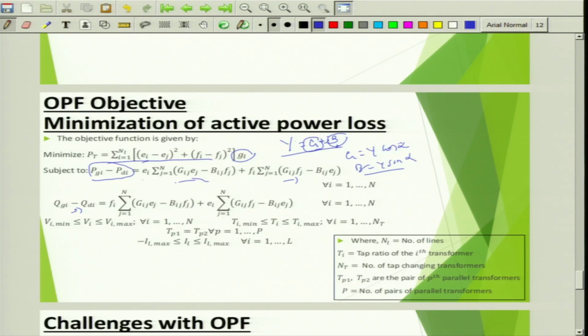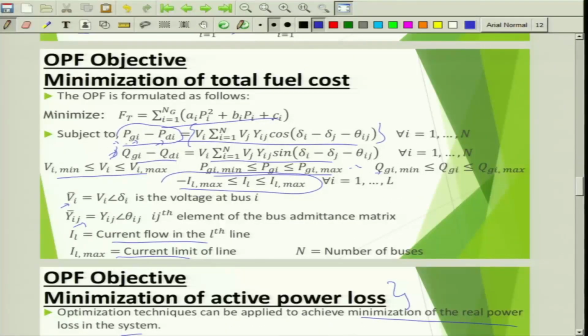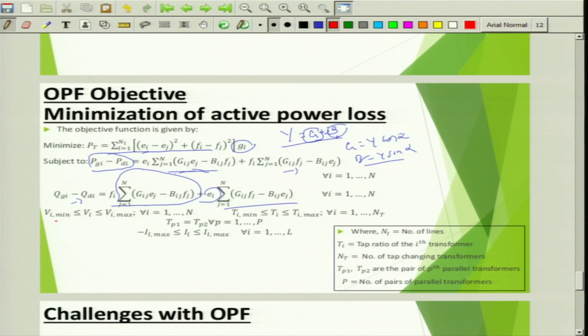Similarly reactive power, Qgi minus Qdi is nothing but Fi into this imaginary part, and then the real part into this one. You can just take this from the previous expression. I will show you that. You just have to use these expressions. Pgi minus Pdi is Vi Vj Yij cos(delta i minus delta j minus theta ij). So using this you can deduce to conductance plus susceptance. Similarly for reactive power also. And subject to these constraints, the voltage is within the limits, Vi minimum to Vi maximum, and there are also certain other constraints.